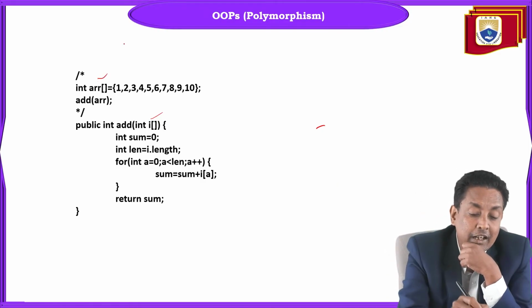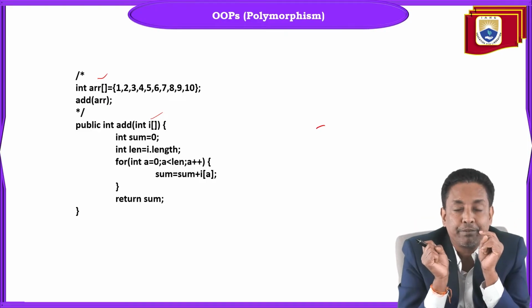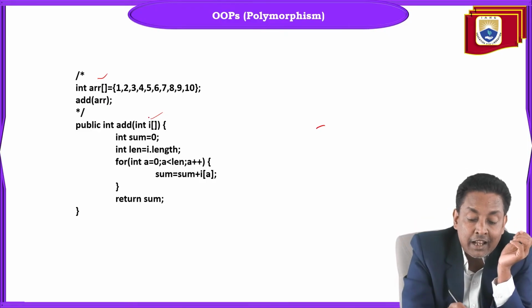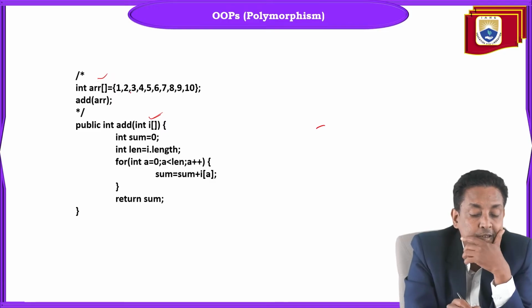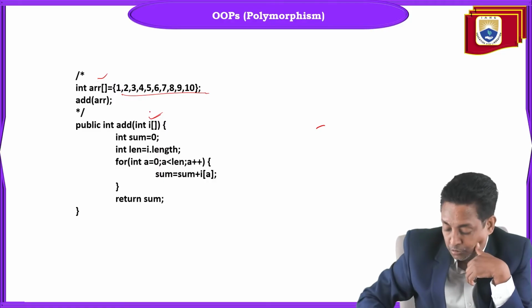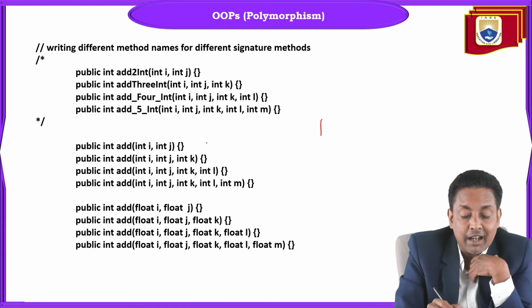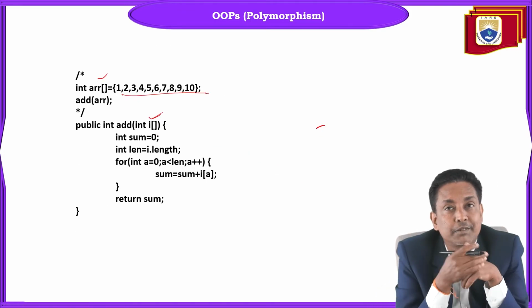Whenever you are declaring an array, you can declare an array of any size. If the method takes an array as an argument, based on the size of the array, that many values will be passed. So we can avoid writing the add method that many times, and the method overloading burden can be reduced with arrays.